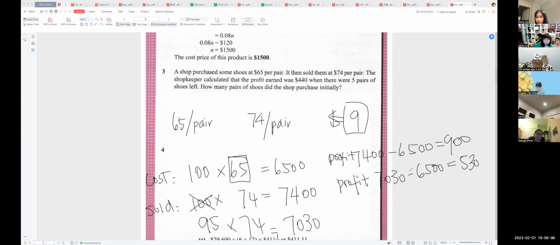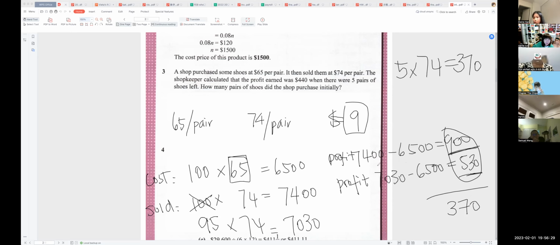Understand, everybody? Okay, so let's study. Before it's 900, now it's 530. So 900 minus 530 equals what? Equals 370. Okay, so you're going to find out where this 370 comes from, because 5 times 74 equals what? 370. Get it? So by using that, the 440 is actually not the real profit. The real profit should be 440 plus what? 370. Get it? Because this part has been eaten up by the 5 pairs of shoes which are not being sold. So the true profit should be 810.